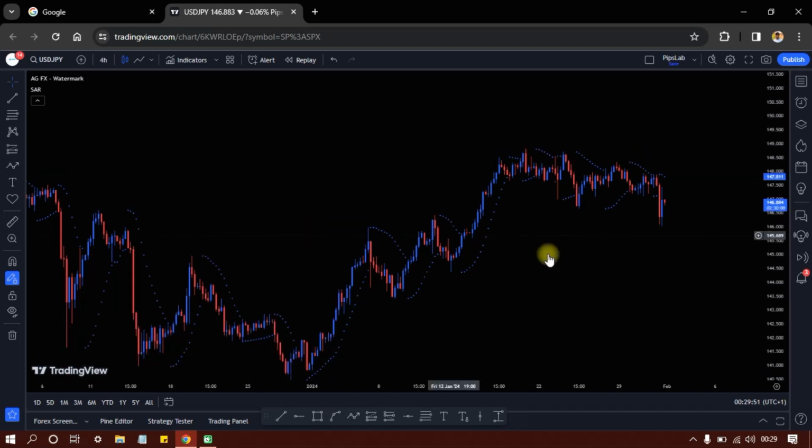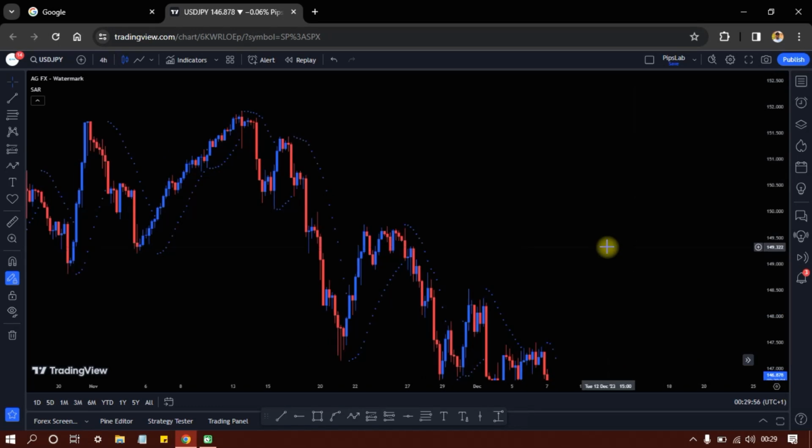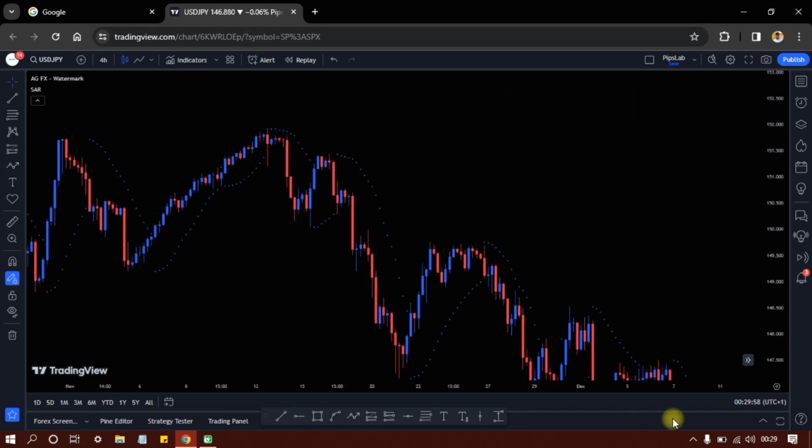When the parabolic SAR starts forming above the price charts, then you know that it's an indication that price is going to go lower. Take a look at this. We have an example where price starts dropping, and before price starts dropping, we have the parabolic SAR dots already forming above. So you should open a trade from this point, have your stop loss above it, and you target some profits.